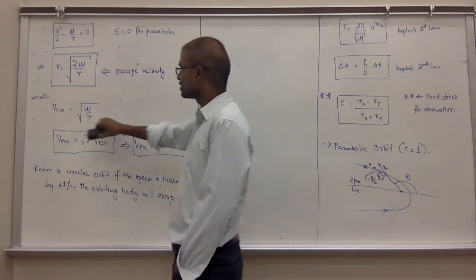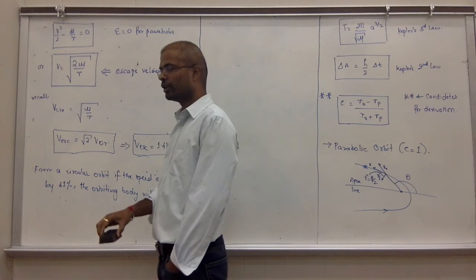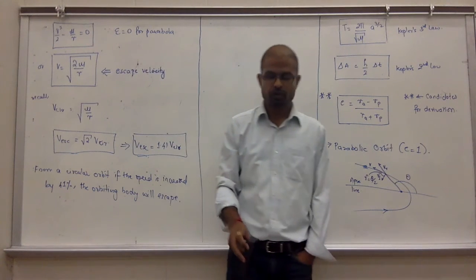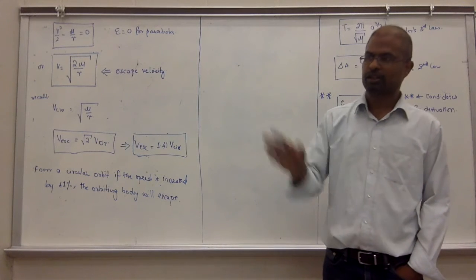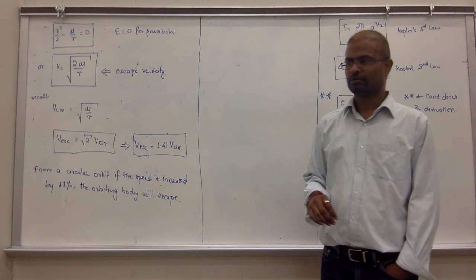This V circular is all specific to orbits. You have to look at vectors, the velocity direction. It may mean something else when you're talking about it.